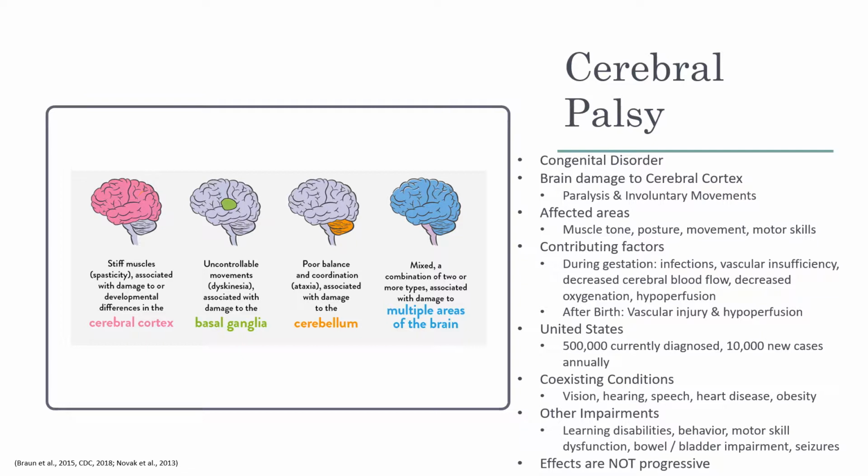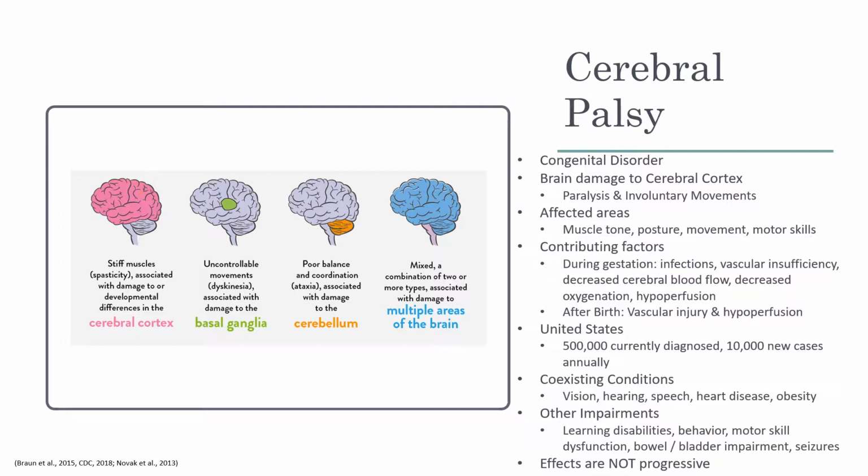So we see coexisting conditions frequently that accompany this disease, and those include visual disturbances, hearing impairment, speech impediments, various comorbidities such as heart disease and obesity. And other impairments generally noted include learning disabilities, behavioral problems, difficulty with sitting, being still, standing, bowel and bladder impairment, seizure activity. And the impairment will vary from each person, and it ranges from anywhere from mild to severe.